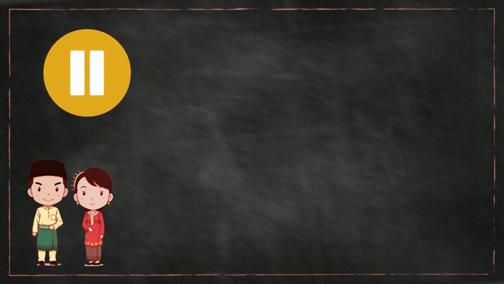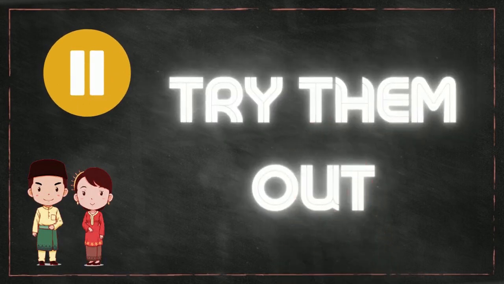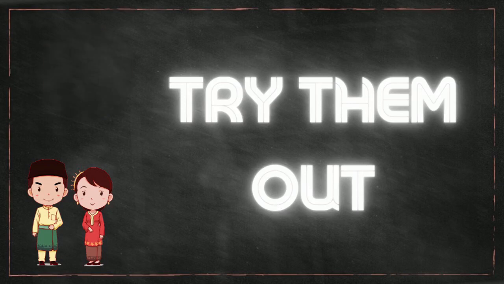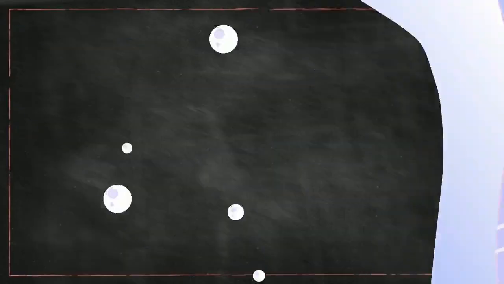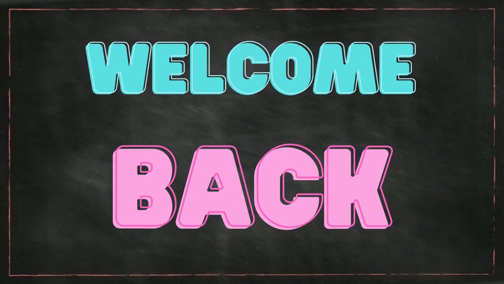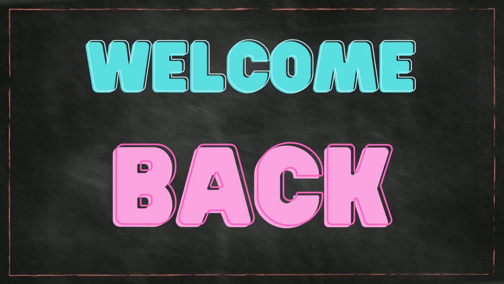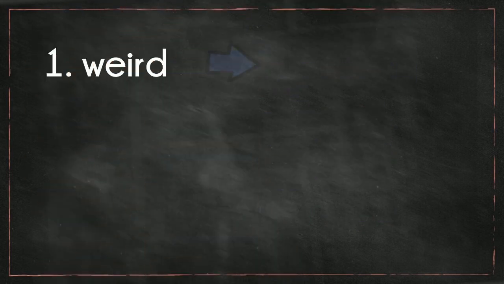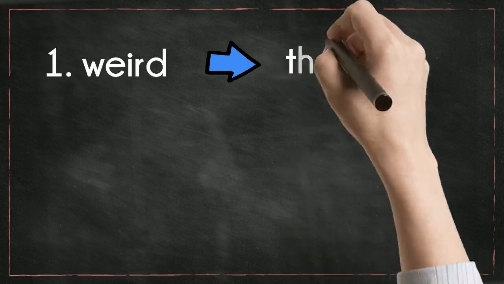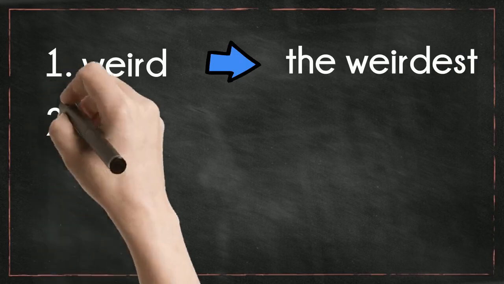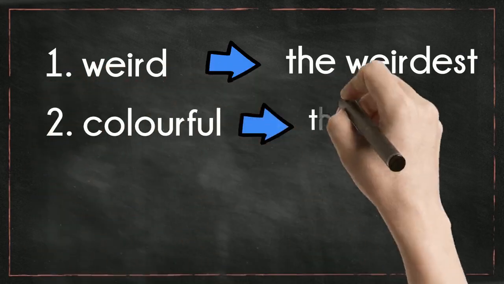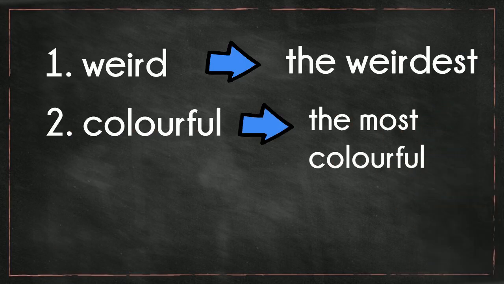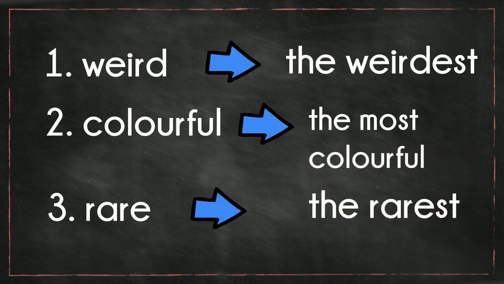Pause this video and go ahead and try and answer the questions by yourself first. And then come back to this video and we can check the answers together. Hey, welcome back. So now let us check the answers. Number 1, weird. And its superlative form is the weirdest. Number 2, colorful. The most colorful. Number 3, rare. And its superlative is rarest.